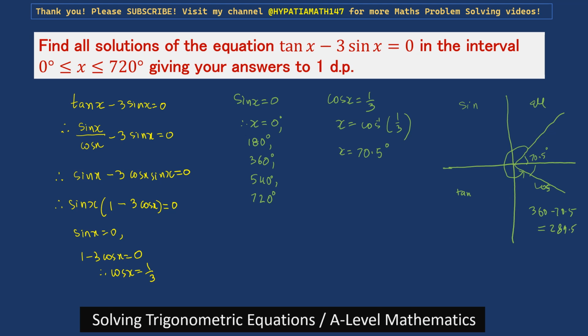289.5 degrees. So the next angle is going to be in this quadrant, so 360 plus 70.5, and that is 430.5.